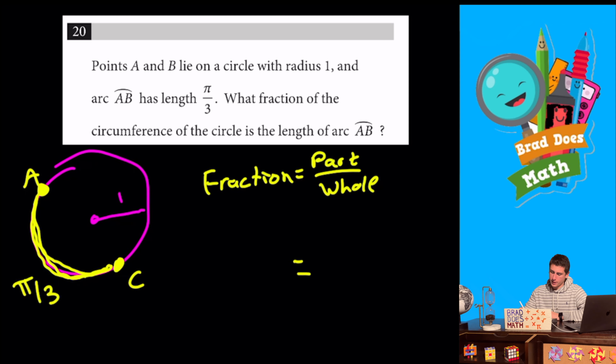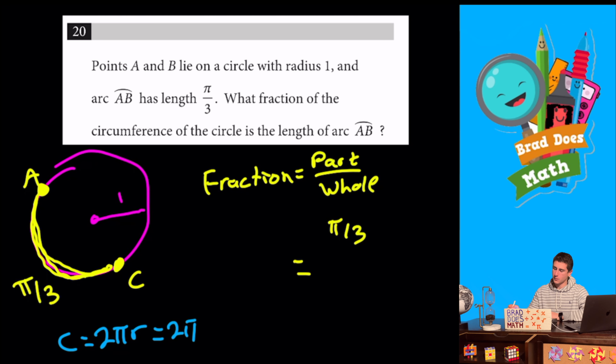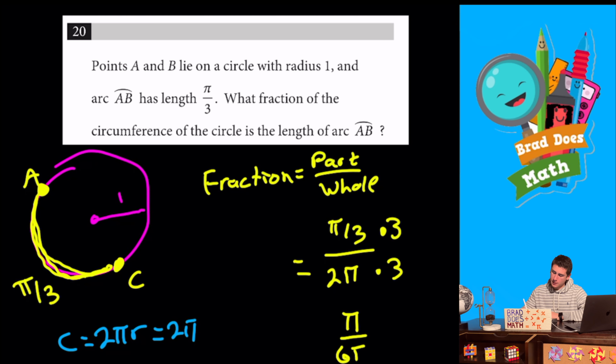So our part is pi over 3. Our whole would be the whole circumference. And circumference equals 2 pi r. So 2 pi times our radius, which is 1, is just 2 pi. So our whole is 2 pi. To get rid of the fraction within the fraction, we can just multiply the top and bottom by 3. And we get pi over 6 pi. Cancel the pi's, and we get 1 over 6. And that's it.